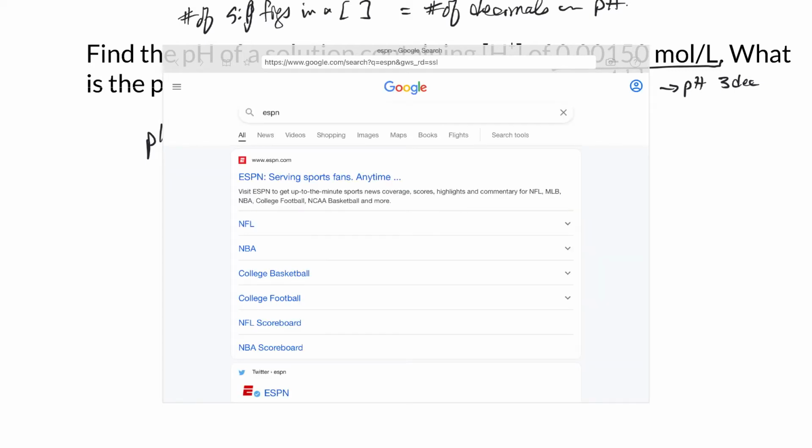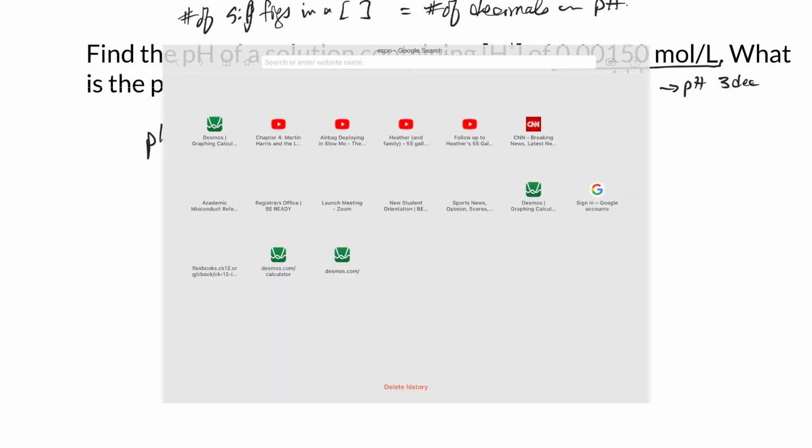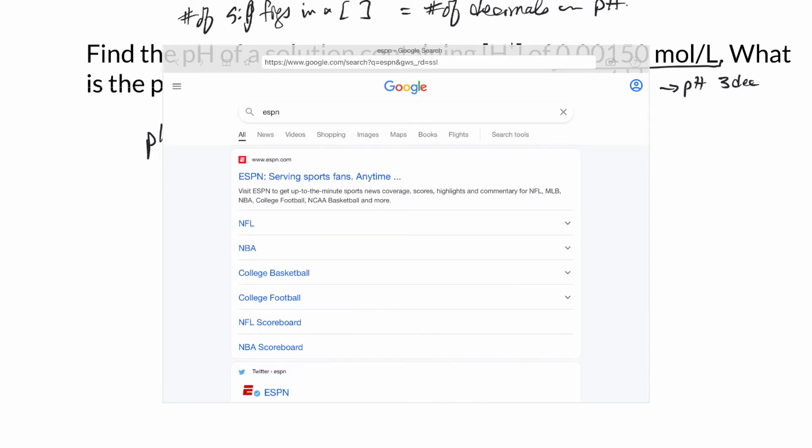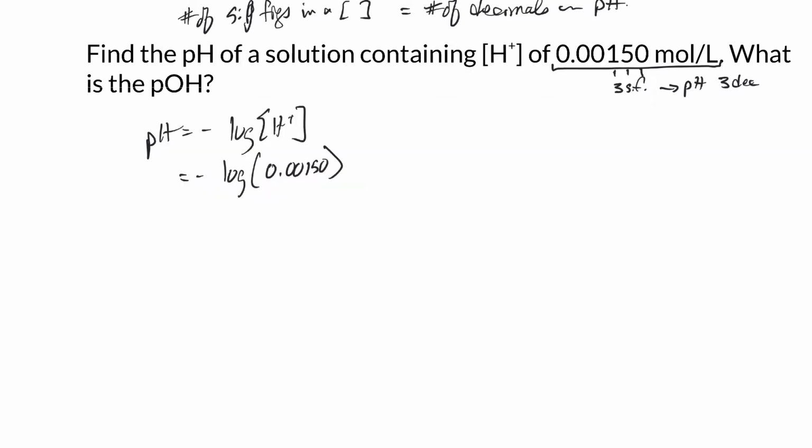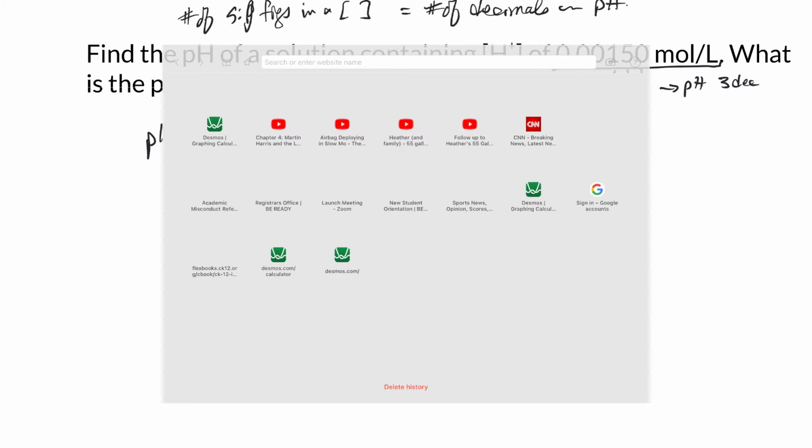That doesn't look like decimals. I was sure I had that ready to go. Cancel that. Browser.